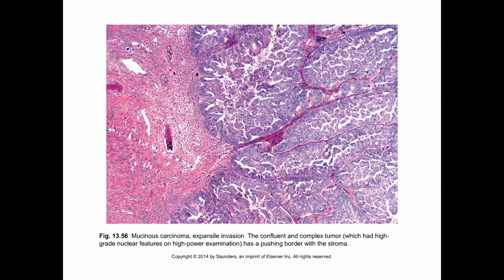We've been looking primarily at the destructive stromal invasion, or the smaller nested cell type of invasion. But there's another category which is referred to as the pushing border type of invasion, expansile invasion. And this is characterized by a very abrupt change from the clear-cut neoplasm and an eosinophilic stroma.